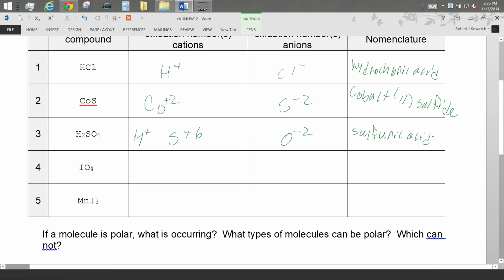Okay, next one. Charge the cation. The iodine has to be the cation, right? And its charge actually has to be a +7, because the oxygens are a -2, and then that would give us -8, and we need to have 1 left over. So we'll cancel 7 of the negatives out with 7 positives. And the name of this thing? Periodate. Okay.